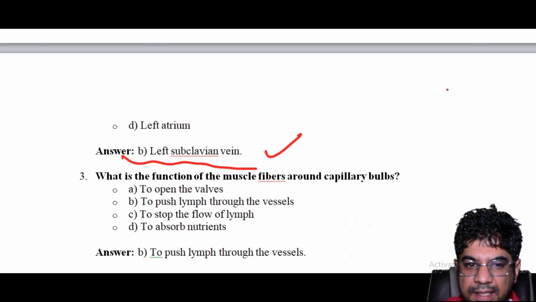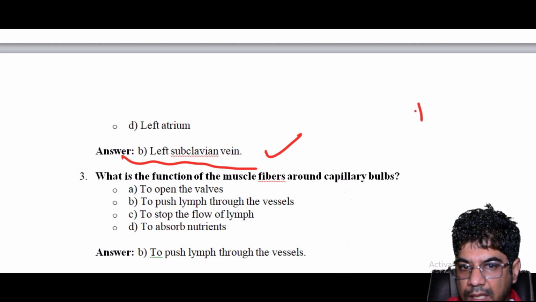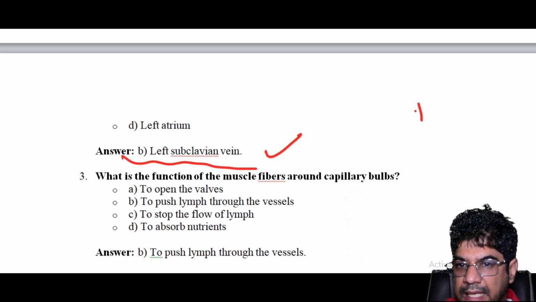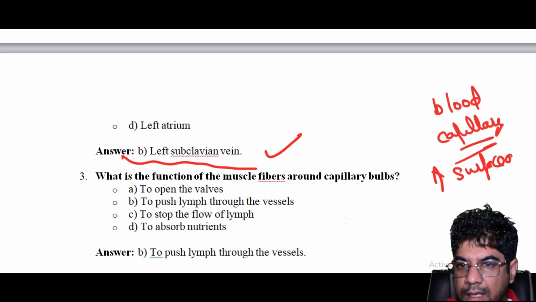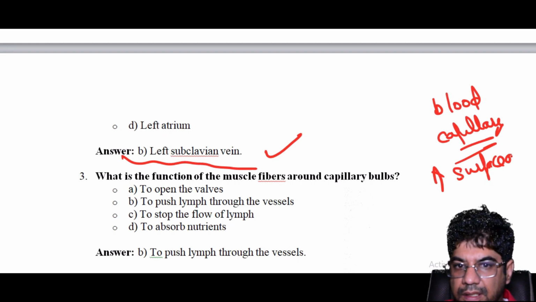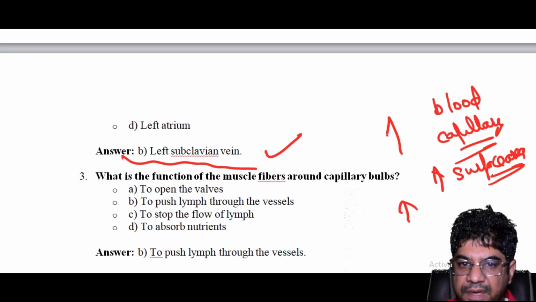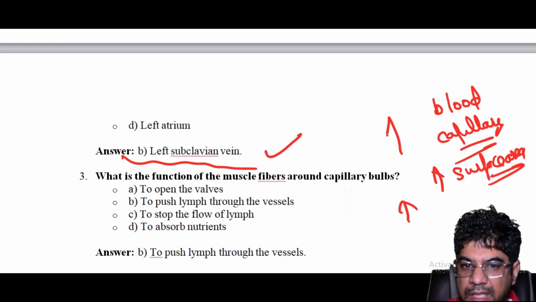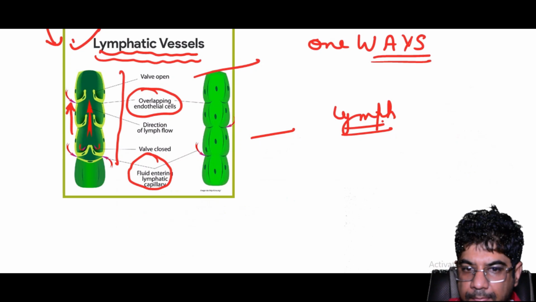Now, what are the factors that would increase the lymphatic flow? The answer would be increase in the interstitial fluid pressure. Second, increase in the blood capillary pressure. Increase in the surface area of the lymph capillaries. Increase in the permeability of the lymph capillaries. So these all would increase the lymph flow.